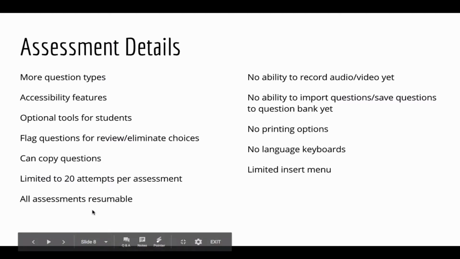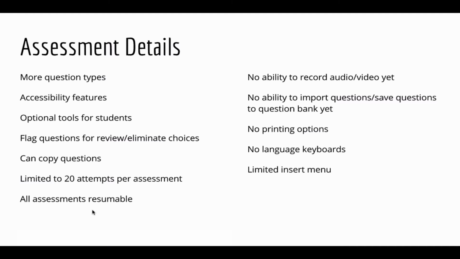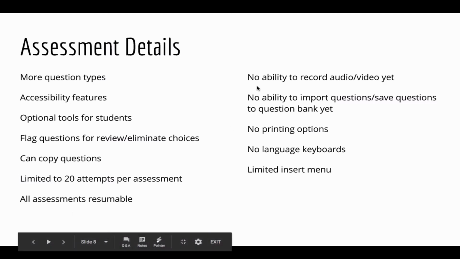All assessments are resumable. So if the internet goes down and it was set that it wasn't resumable and they had one attempt, and if the internet would go out, teachers would have to go in and reset that quiz for that student. Right now, these are things that you'd probably be interested in.